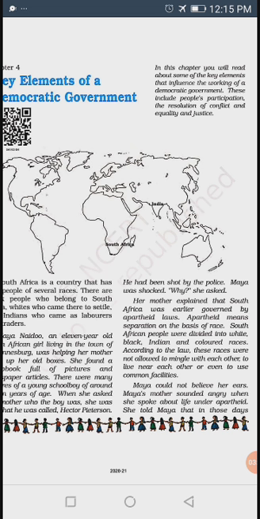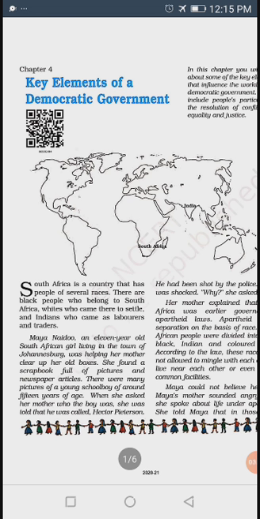See students, this incident happened in South Africa. You should know about South Africa. South Africa is a country where several races of people live. In South Africa you can see black people, white people, as well as Indians. Black people who belong to South Africa, then white people who came there to settle, and the Indians who came there as laborers and traders. So such a variety of races you can see in South Africa.